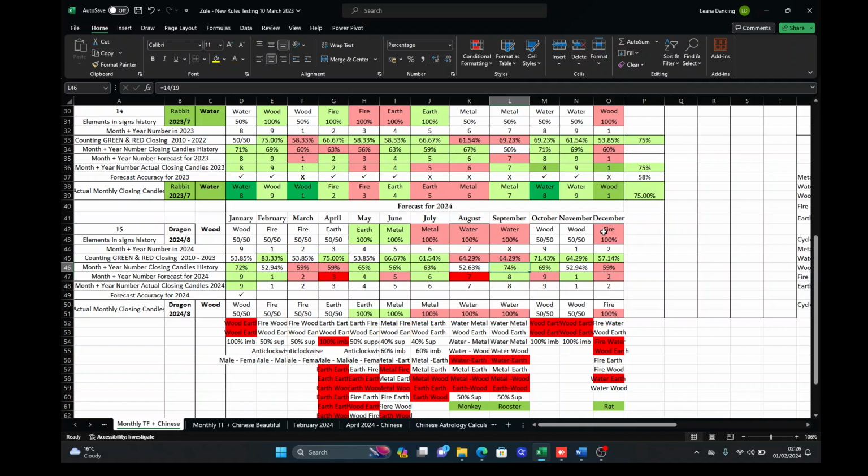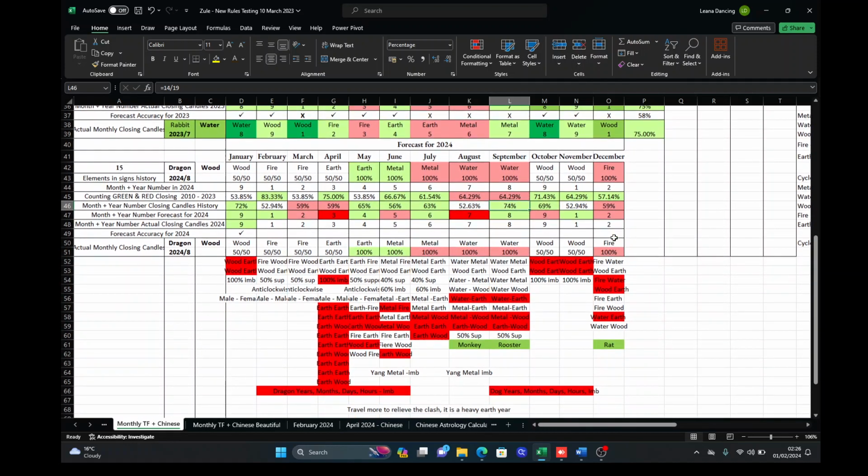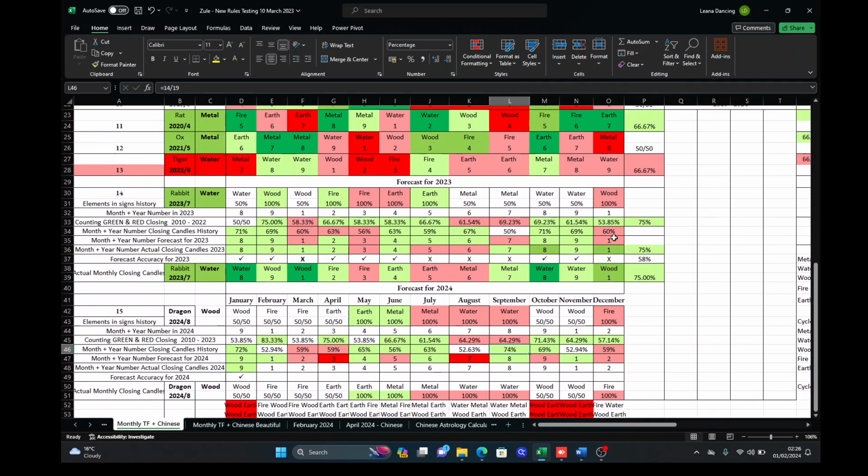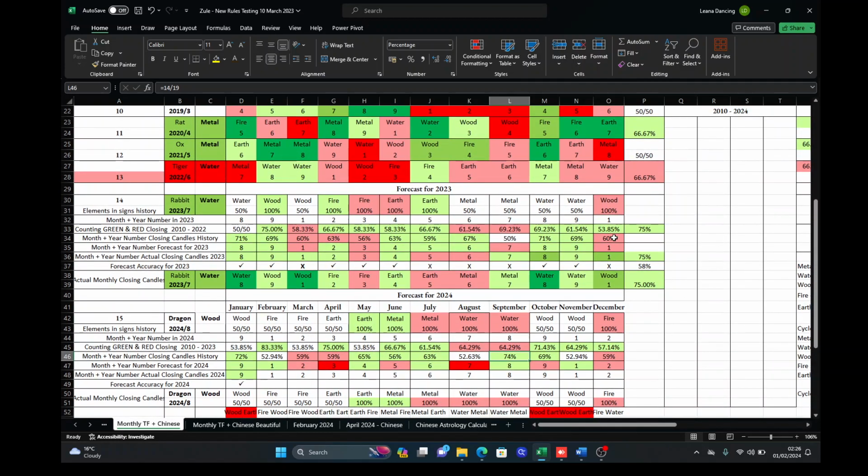In terms of Chinese astrology is not that bad for December. So this is my forecast for Bitcoin for monthly closing candles.